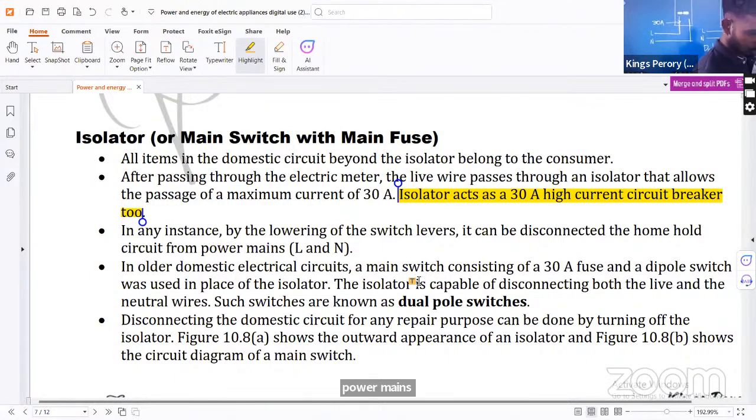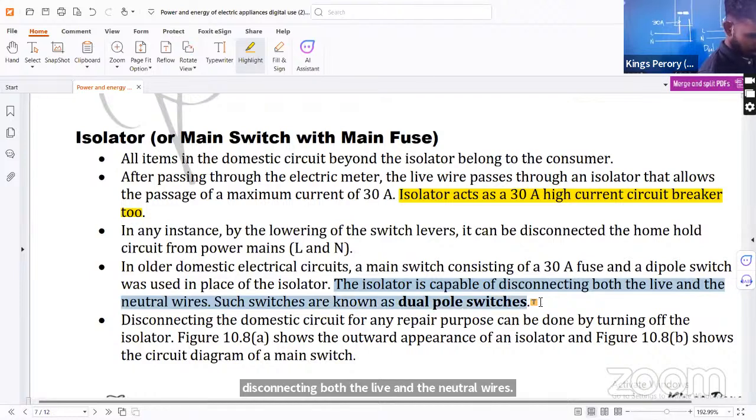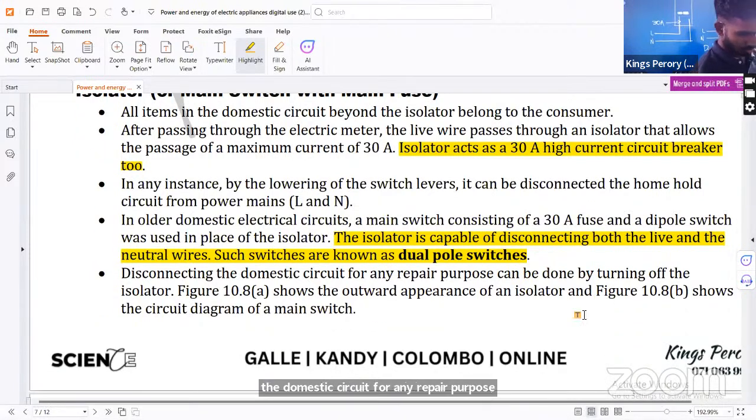In older domestic electrical circuits, a main switch consisting of a 30 ampere fuse and a dipole switch was used in place of the isolator. The isolator is capable of disconnecting both the live and the neutral wires. Such switches are known as dual pole switches. Disconnecting the domestic circuit for any repair purpose can be done by turning off the isolator. Figure 10.8a shows the outward appearance of an isolator and figure 10.8b shows the circuit diagram of a main switch.